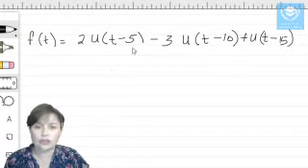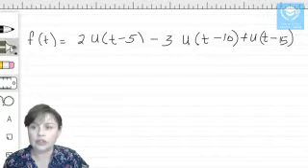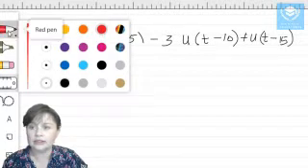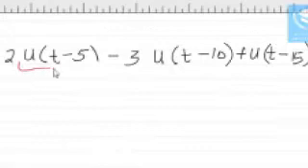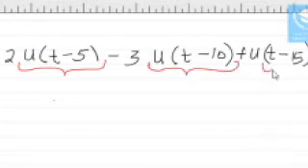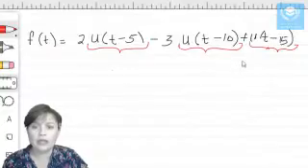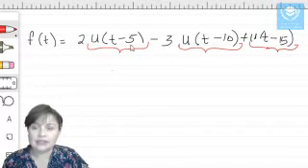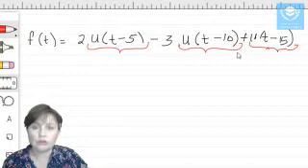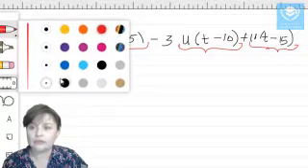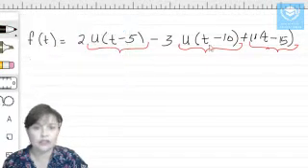So if you look at the function that we've got here, you'll see we've got three different Heaviside functions, and for each of these, something is happening where t equals 5, where t equals 10, and where t equals 15. So what I'm going to do is I am first going to write out the definitions for each of these functions.